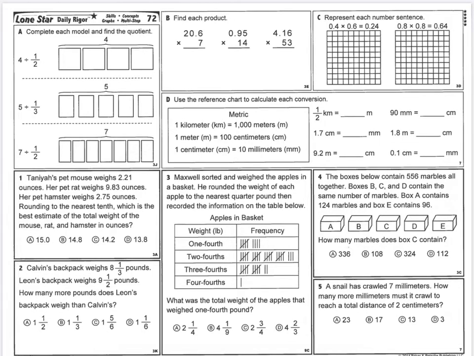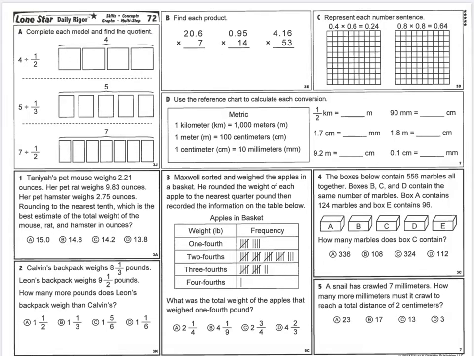Okay, let's move on. Still on page 72. Let's start with number 1. Tanaya's pet mouse weighs 2 and 21 hundredths ounces. Her pet rat weighs 9 and 83 hundredths ounces. Her pet hamster weighs 2 and 75 hundredths ounces.